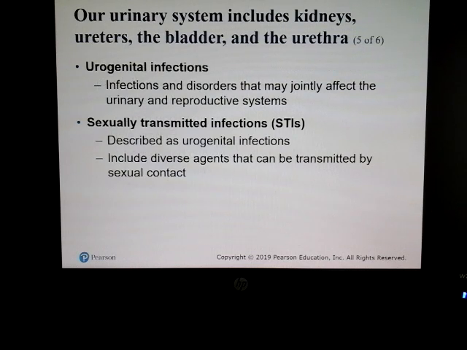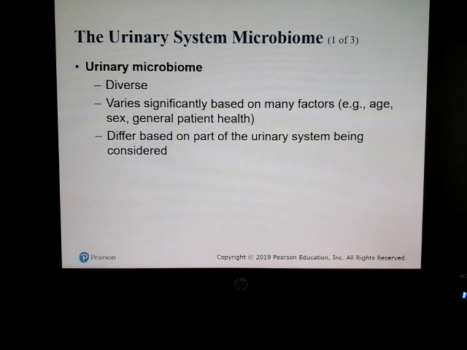Now, urogenital infections are infections and disorders that may jointly affect the urinary and reproductive system, and we're going to talk about some of those today. And then we have sexually transmitted infections, and these include diverse agents that can be transmitted by sexual contact. That doesn't mean they're always transmitted that way, but they can be.